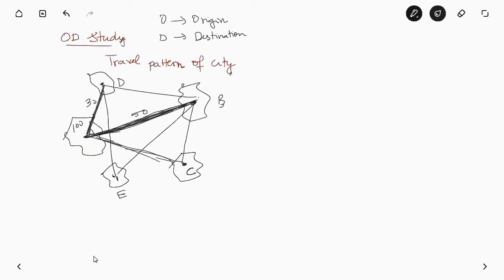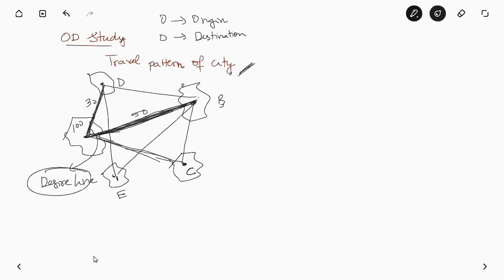So these lines are known as desire lines. Higher the thickness, more the trips. So the OD study is graphically represented using desire lines. So why do we do all this? It is to understand the travel pattern of the city.